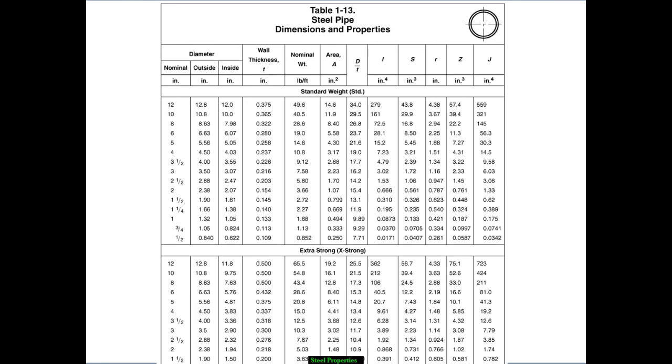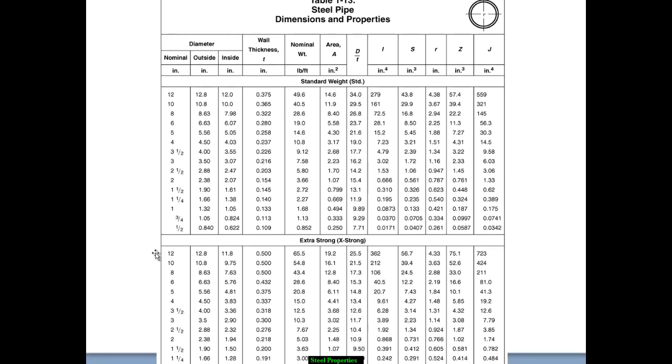For structural reasons, and sometimes plumbing reasons, we do something called an extra strong. And then this is where everything gets weird, because we originally said all the plumbing dimensions were based on the inside being representative, essentially, of what's nominal. Now suddenly, we keep a constant outside, so you notice 12.8, 12.8, 10.8, 10.8, and we're varying the inside by varying the wall thickness. So you can get something called an extra strong pipe, which simply has the same outside dimension, but a thicker wall.